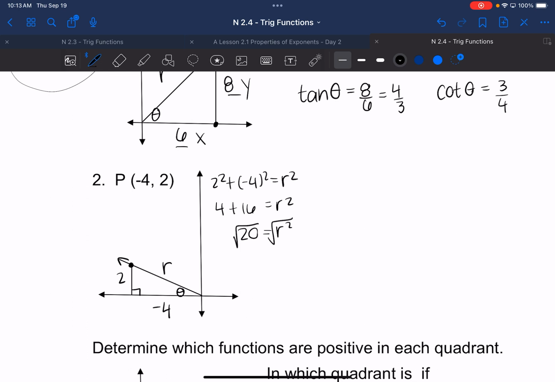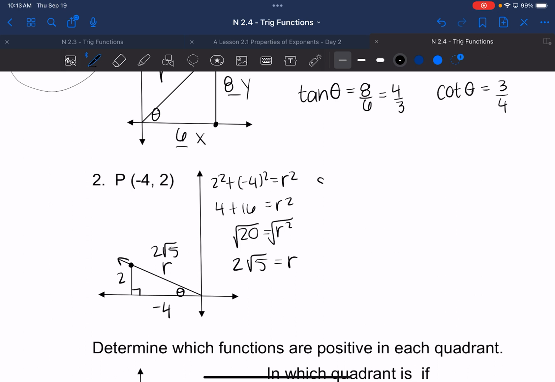4, right? 4 times 5. What is the square root of 4? 2. Okay, so I could take out a 2, but the 5 doesn't have a square root, right? So it stays behind. So this would be equivalent to 2 square root of 5. So that's what I'm going to use for r.